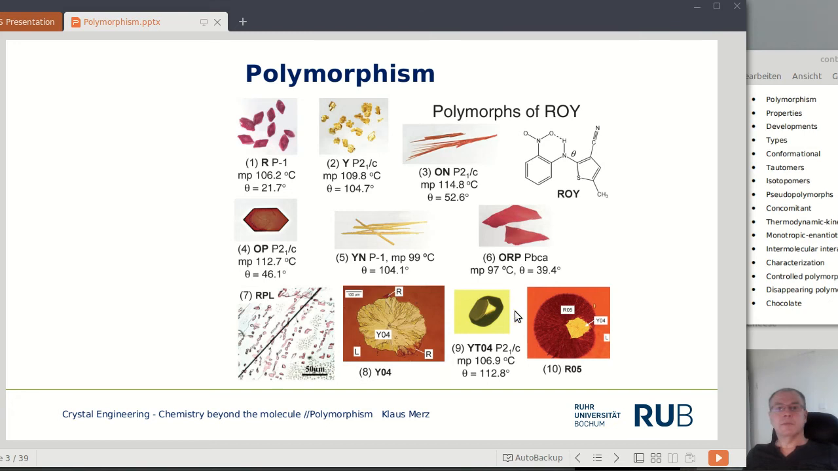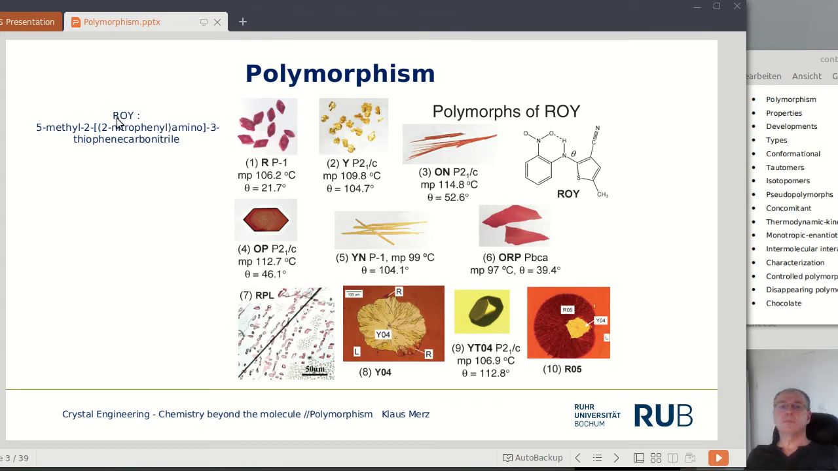And last year or two years ago, they obtained another polymorph. So in this case we have 10 polymorphs. I think at this moment we currently have 11 polymorphs. And for about 7 polymorphs, the crystal structure was determined. Only with the theta angle. ROY, this is the name, the IUPAC name of ROY.